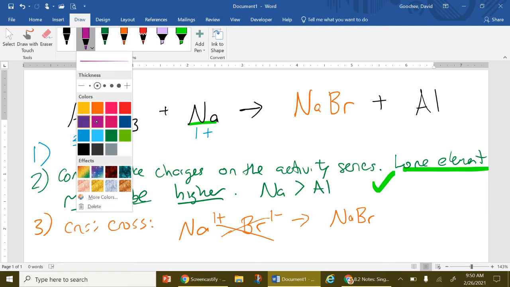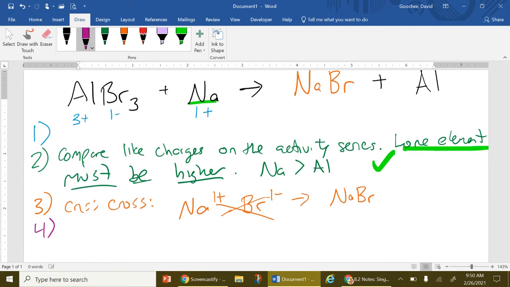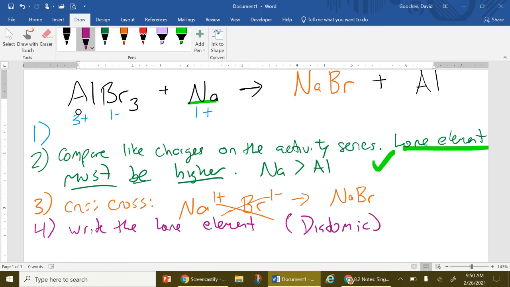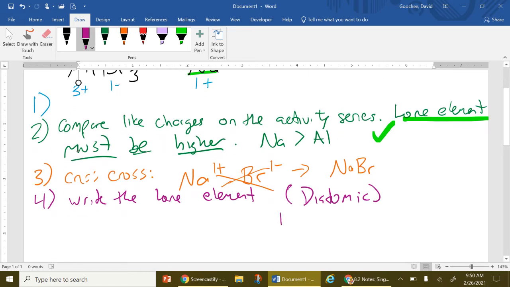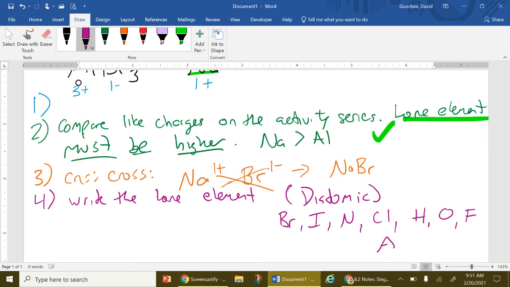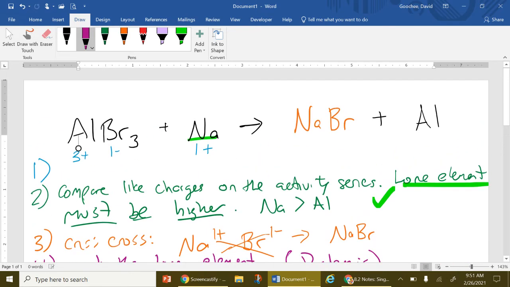Now we ask ourselves briefly, we have to write the lone element. Is it diatomic? Is aluminum diatomic? Well, no, because the diatomic elements are bromine, iodine, nitrogen, chlorine, hydrogen, oxygen, fluorine. Aluminum is not here. So we would just write Al as our answer.